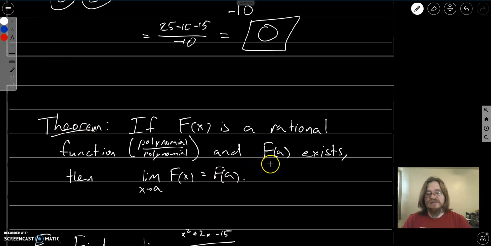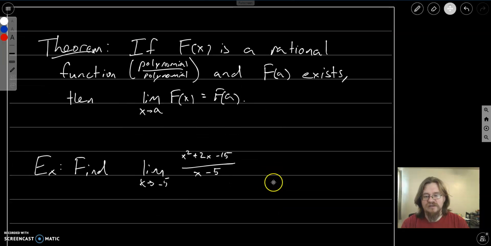This theorem is exactly what we wanted and what will be useful. If f of x is a rational function, meaning a polynomial divided by a polynomial, and f of a exists, then if you take the limit as x approaches a of this function, you can just plug it in. That's all you need to do. So from this point on, if you want to take the limit of a rational function, you can just plug a in, and as long as that exists, you're good to go. If it doesn't exist, there's more steps, but we'll get to that in a little bit.